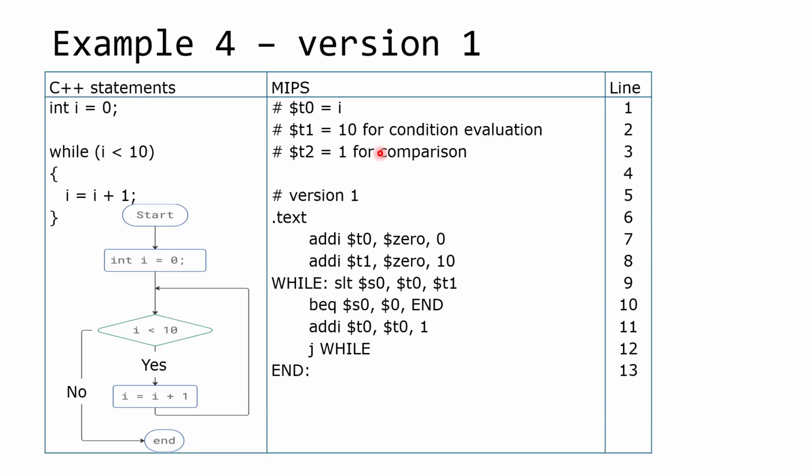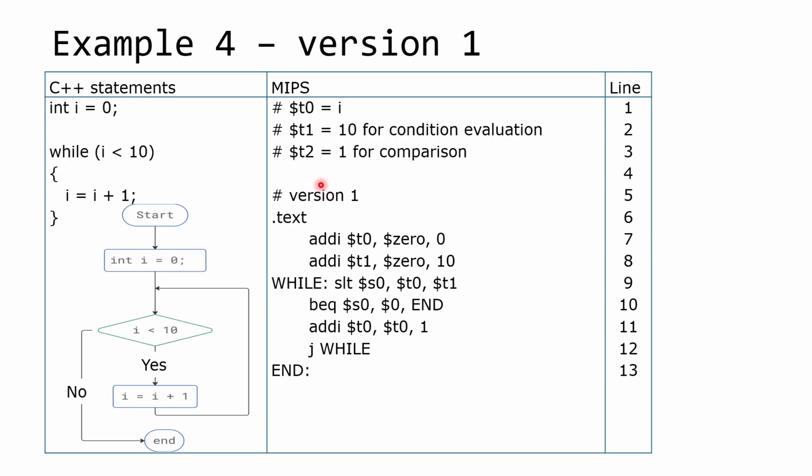For the MIPS, we will use T0 as I, T1 is 10 as a sentinel or condition evaluation, and then T2 is 1 for comparison. In the case of your chapter files, T2 here is not needed. So there's a little bit of change in the coding on line 10.